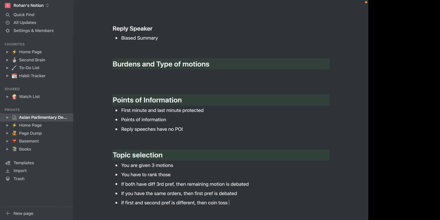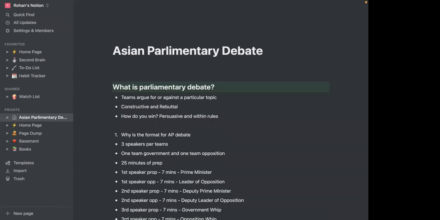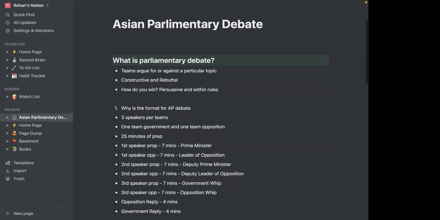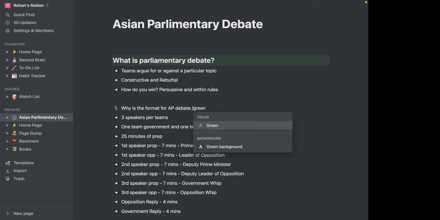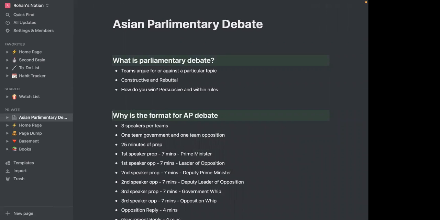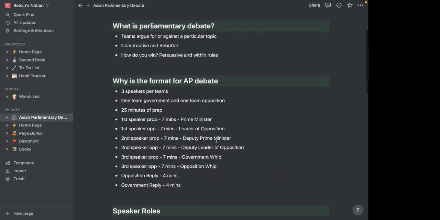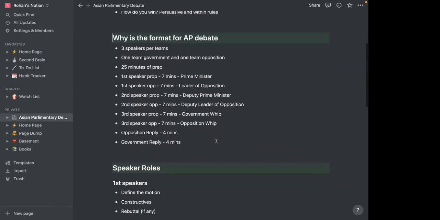I hope that made sense in terms of everything I've talked about. Just a very quick summary. Number 1, what is parliamentary debate and how exactly it happens in terms of the rules surrounding it, in terms of you trying to make more persuasive arguments than the other team. The format of the Asian parliamentary debate, in terms of how there are 3 speakers for each side, and then there's a reply speaker. All non-reply speeches are 7 minutes, and reply speeches are 4 minutes.